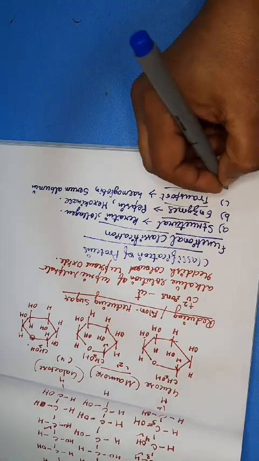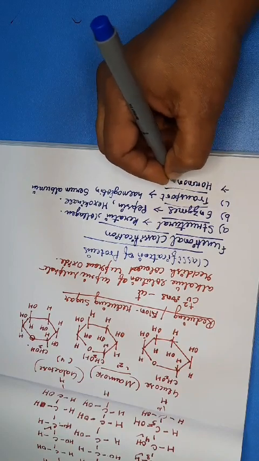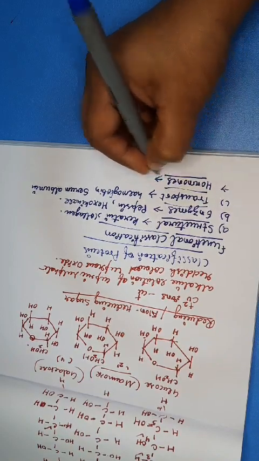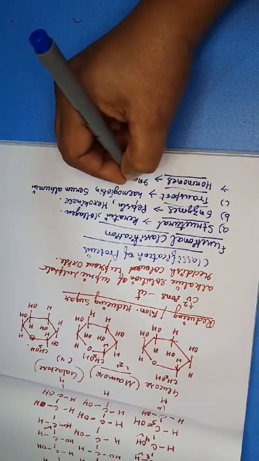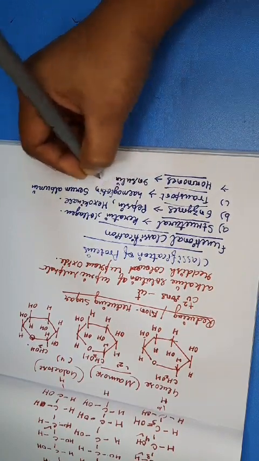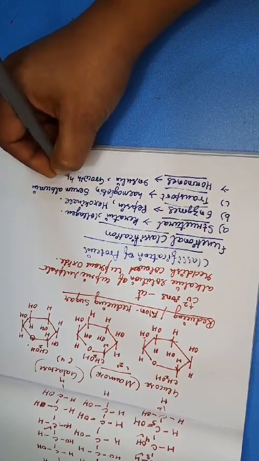Next one will be hormonal proteins. Hormonal proteins are actually hormones which are basically proteinaceous. And the best example under this will be insulin. And this is the most commonly studied hormone also. Your growth hormone also comes under this category.